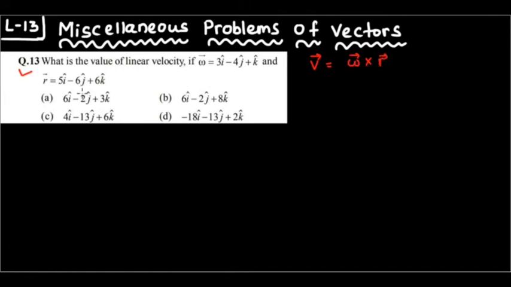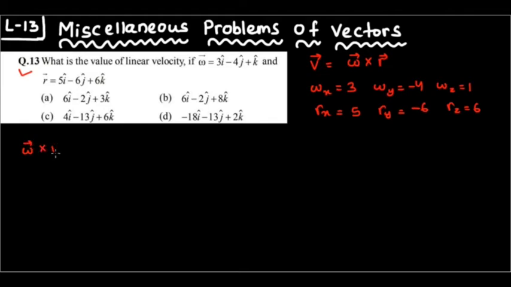And here omega and r are given in component form, and we already know how to find the cross product of two vectors if they are given in component form. So here omega x is equal to 3, omega y is equal to minus 4, omega z is equal to plus 1, and similarly rx is equal to 5, ry is equal to minus 6, and rz is equal to plus 6.